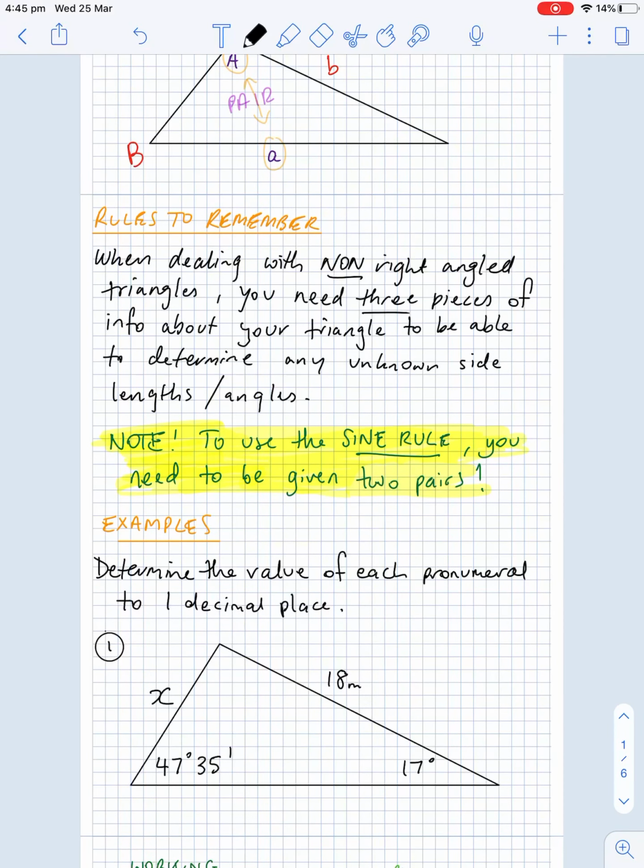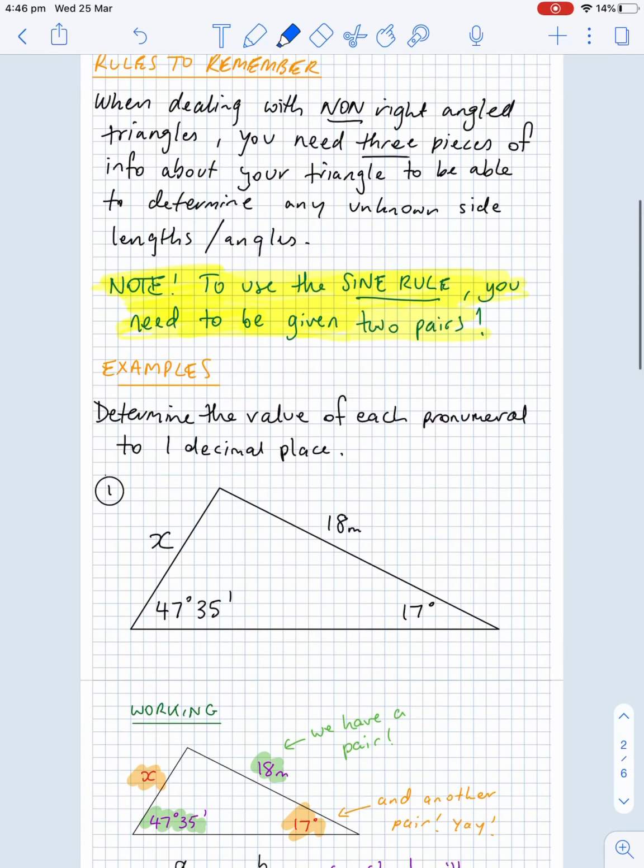Some rules to remember. When you're dealing with these non-right angled triangles, to be able to use this sine rule, you need 3 pieces of information about your triangle to be able to determine an unknown side or an unknown angle. It's really important to remember 3 pieces of information. Also note, to use the sine rule, you need to be given 2 pairs in your question. If you're not, then you have to try and figure out how you can fix that issue. Once you know 2 pairs, you're allowed to go straight to the formula.